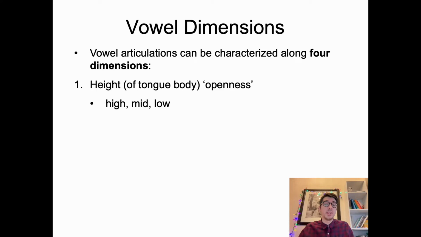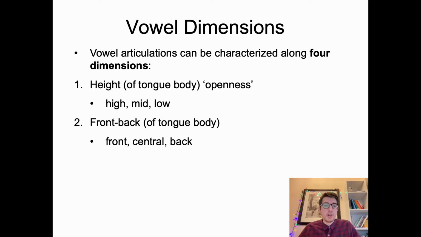They can be open like ah, they can be closed like e, and they can be high like e, whereby the tongue is higher than it would be for ah, for example, right? Where the tongue is lower. And we are talking about the tongue body in this case.